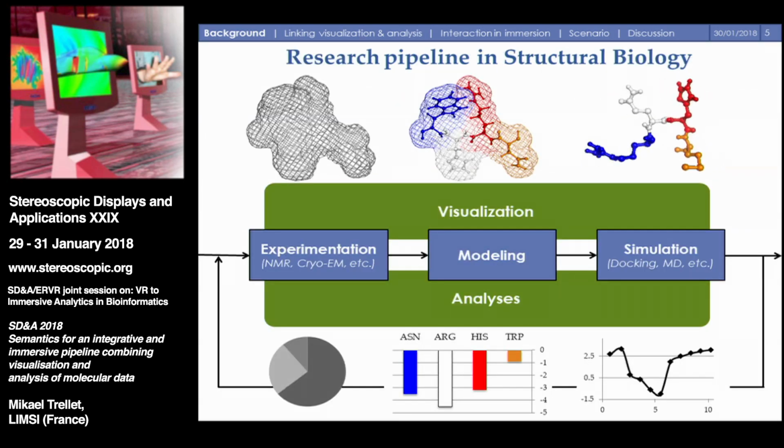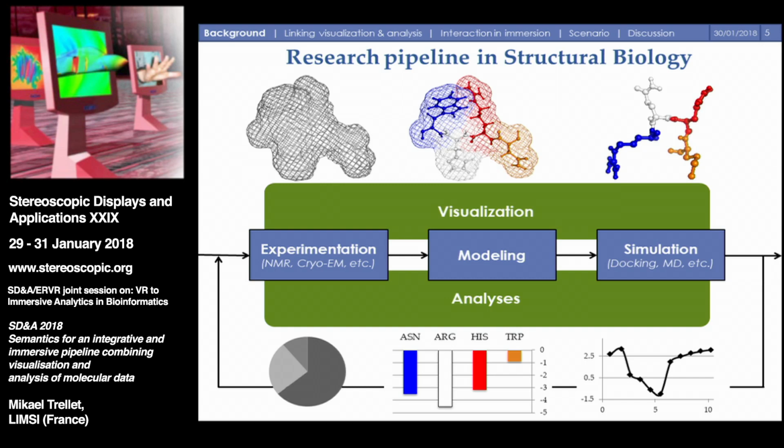So what is the usual research pipeline in structural biology? Of course, it's quite broad, but you can split it in 3 main steps. Experimentation: you try to get some experimental data that's going to give you some insight about the 3D structure of your system. So NMR, cryo-EM, X-ray crystallography are some of the techniques that allow you to get some insight into the 3D structure of your complexes.